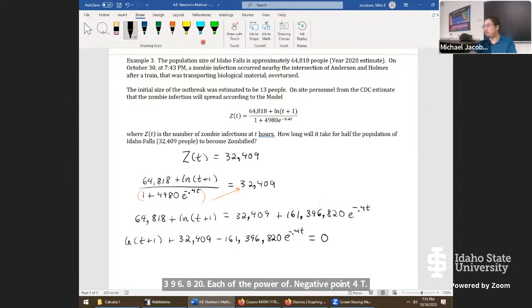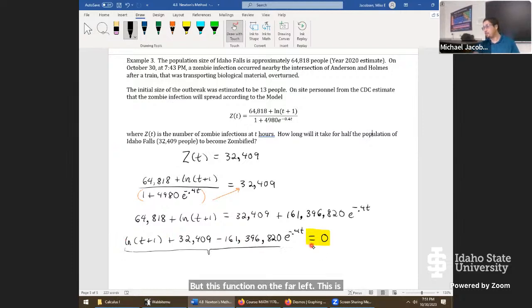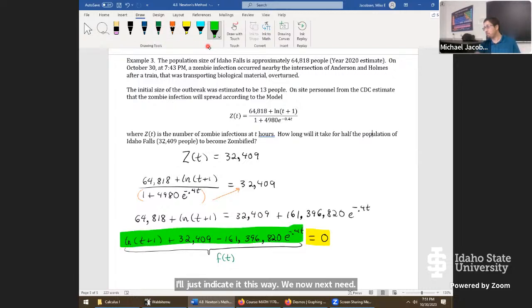Definitely messy, but applied problems get messy, unfortunately. That's an unfortunate fact about them sometimes. But this function on the far left, this is going to be our f of t function. I'll just indicate it this way. We now next need f prime at t. Let me just put that in green just to emphasize. That's our function there.